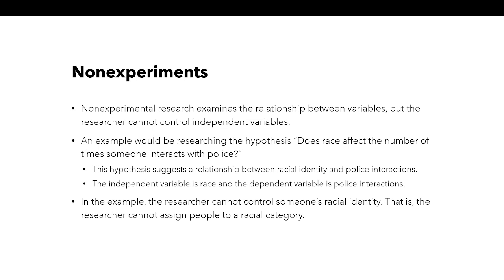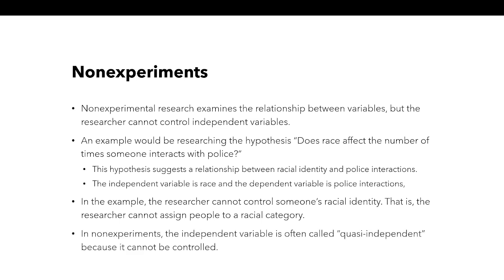In the context of an experiment, the researcher is able to manipulate who is playing video games and who is not playing video games. In the context of a non-experiment, the researcher cannot look at a group of people and say, okay, you have this racial identity, you're going to have this other racial identity. The researcher cannot make the determination of someone's racial identity. And so in this context, the researcher does not control the independent variable.